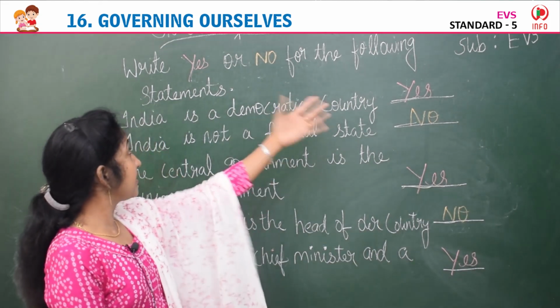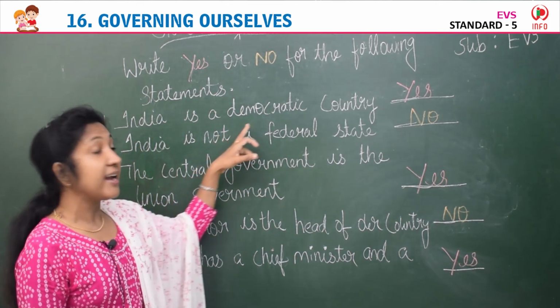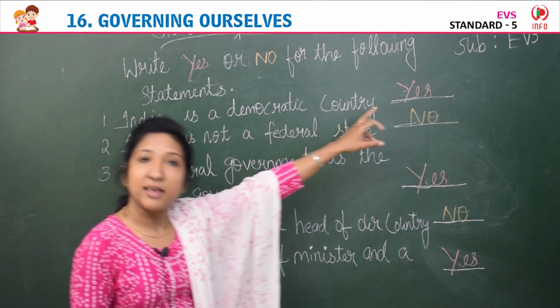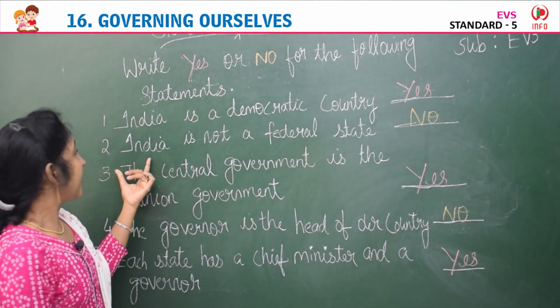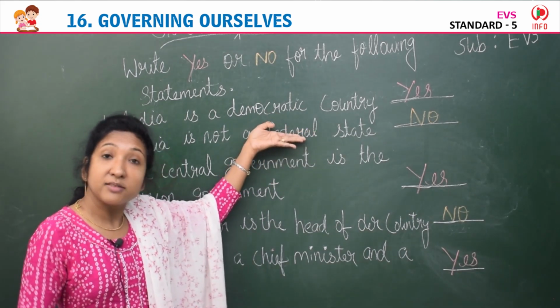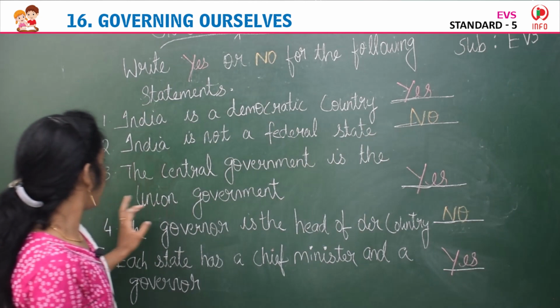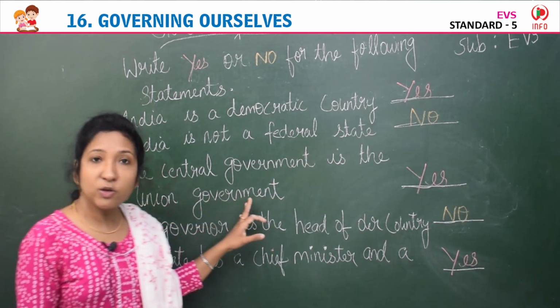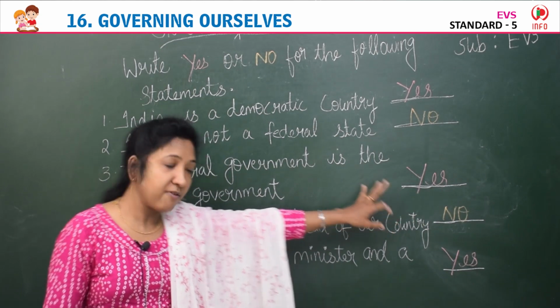Okay, children. So let's see once again. First question is, India is a democratic country. Yes, the answer is yes, India is a democratic country. Second question, India is not a federal state. This statement is wrong because India is a federal state. So answer is no. Now third, the central government is the union government. Yes, the central government is the union government.